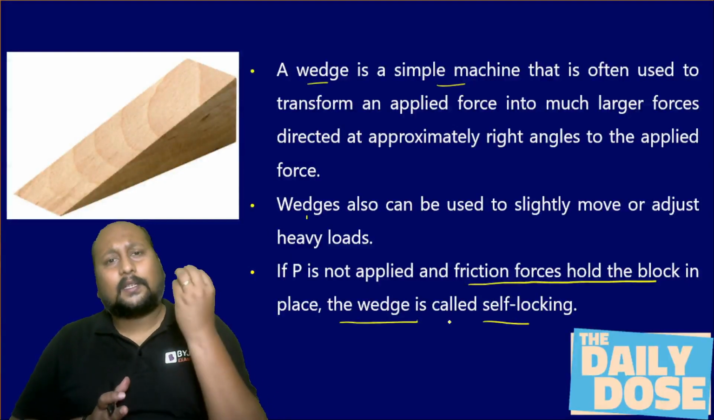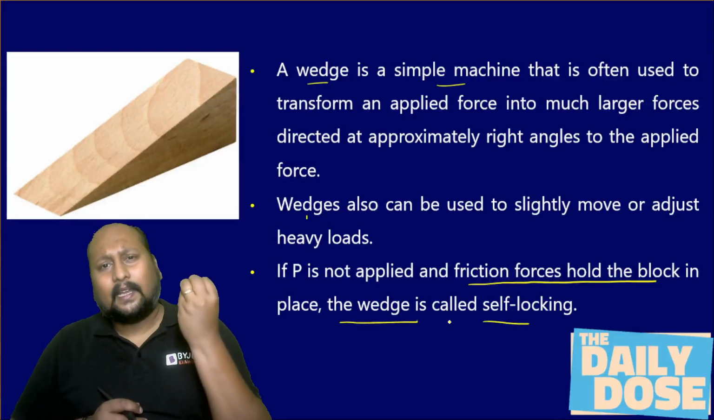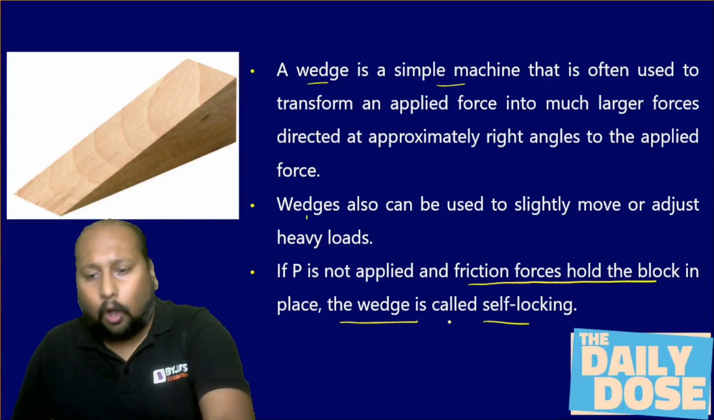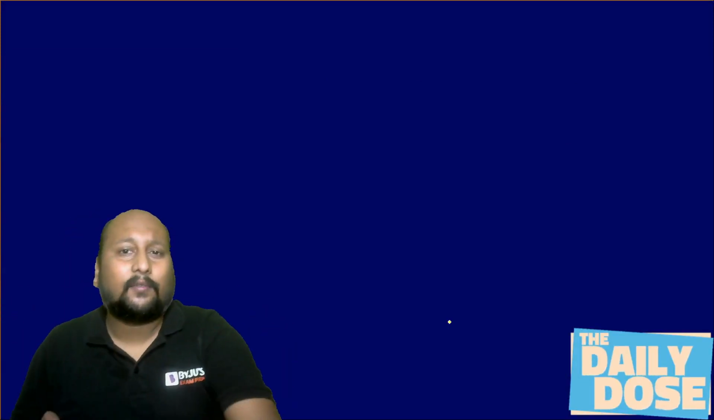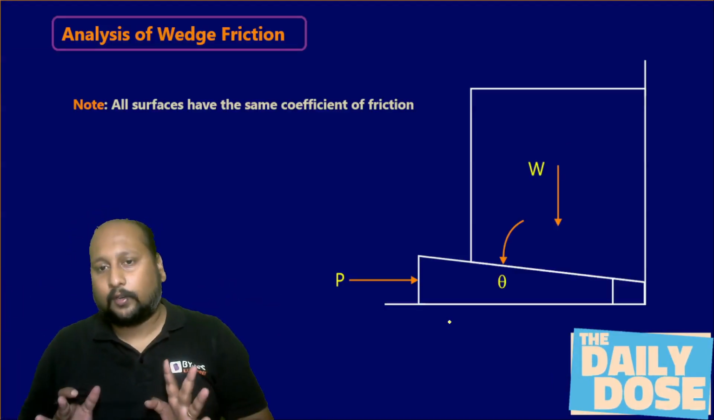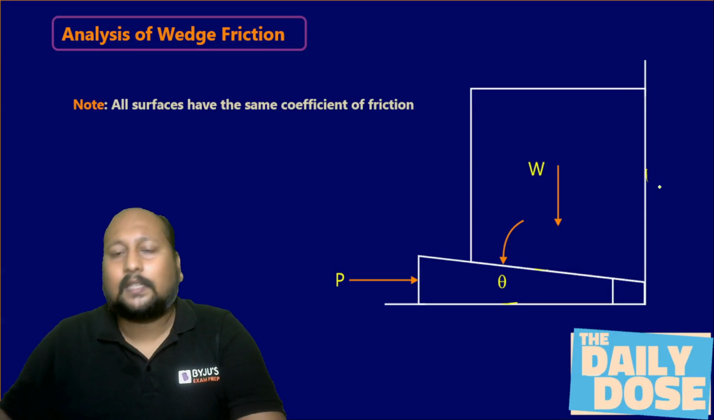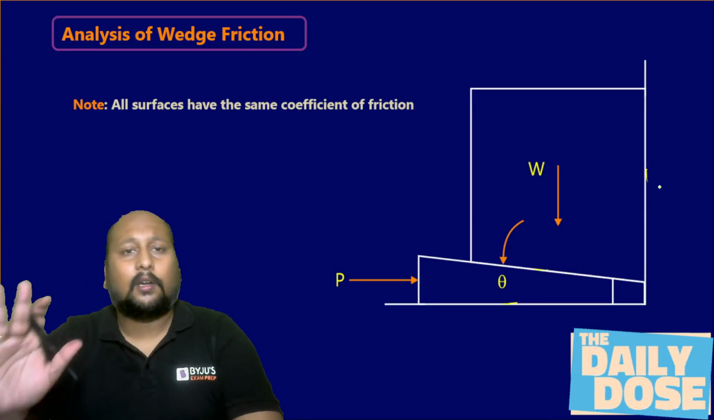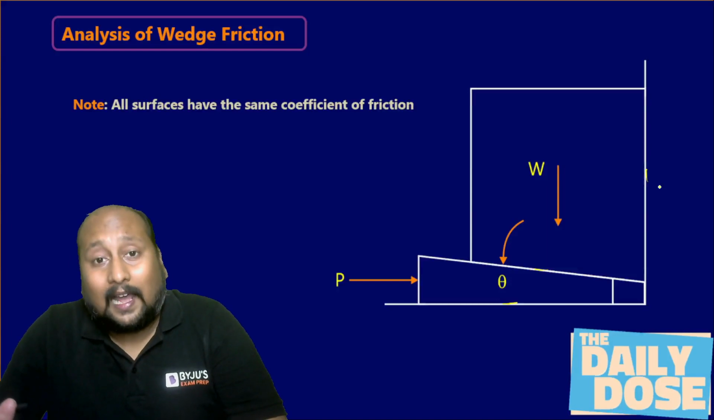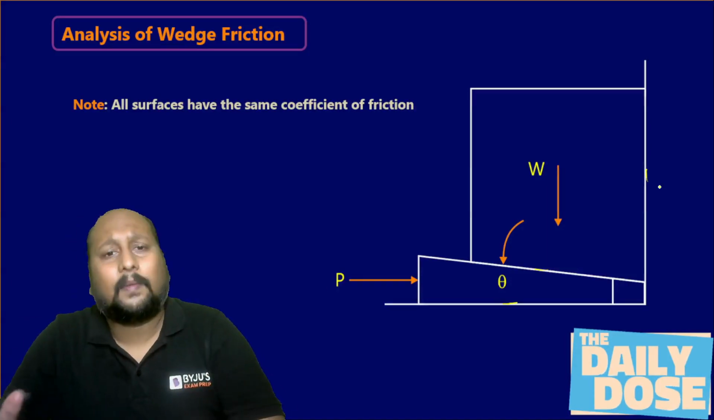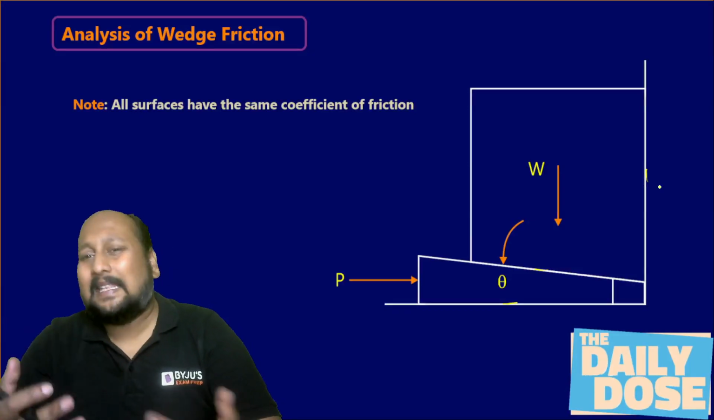Okay, so let us try to do the analysis by taking a very simple approach. One assumption that I'll be taking is that all the contact surfaces will have the same coefficient of friction. That means here we are having surfaces one, two and three, three surfaces with which the body is in contact. So we are assuming all the surfaces will have the same coefficient of friction for easy analysis.